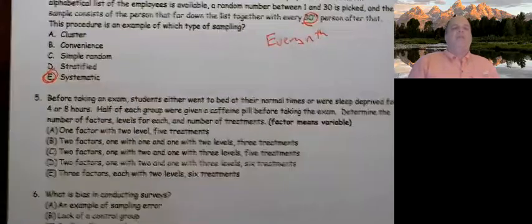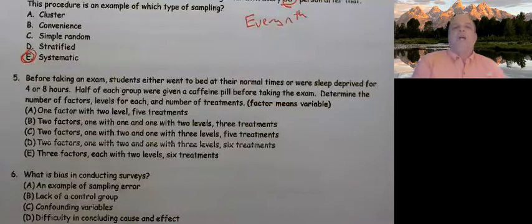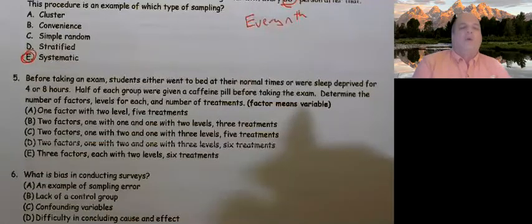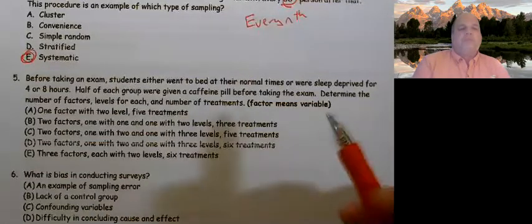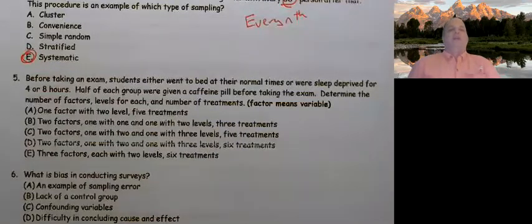Number 5, before taking an exam, students either went to bed at their normal times or were sleep deprived for 4 or 8 hours. Half of each group were given a caffeine pill before taking the exam. Determine the number of factors, which means the number of variables, the number of levels, and the number of treatments.